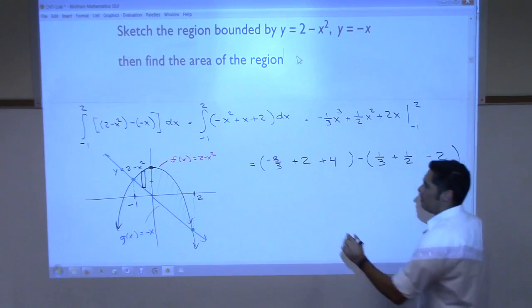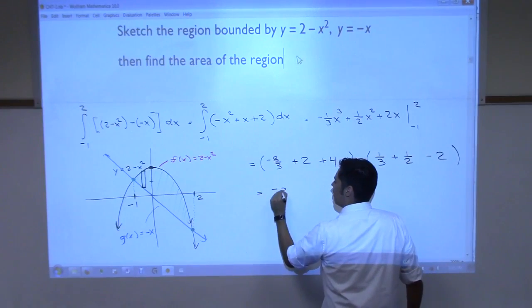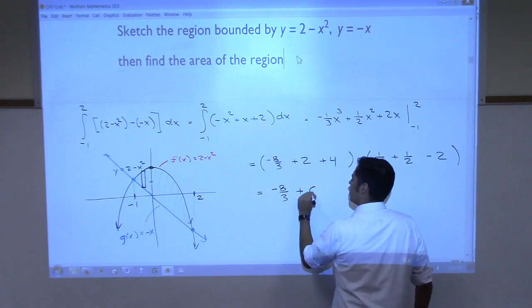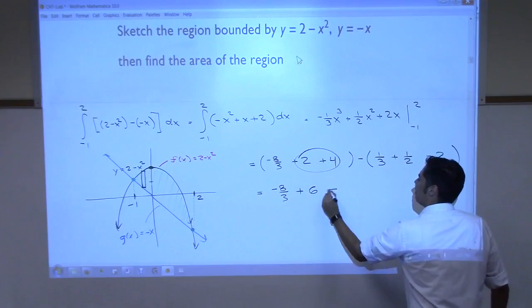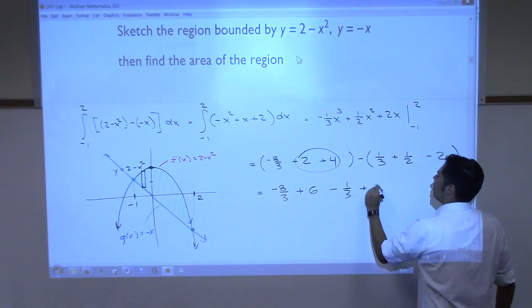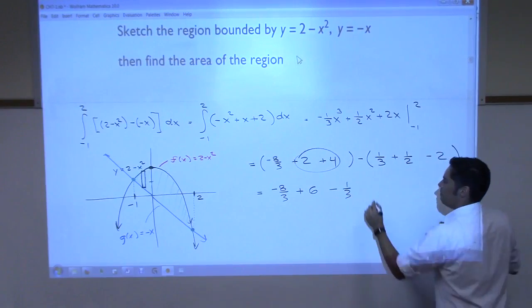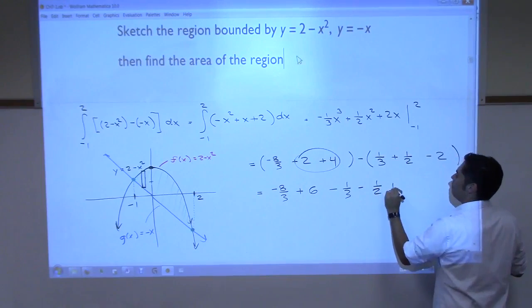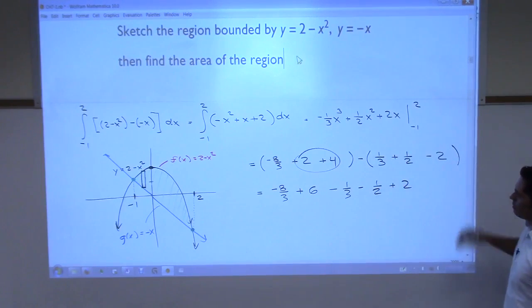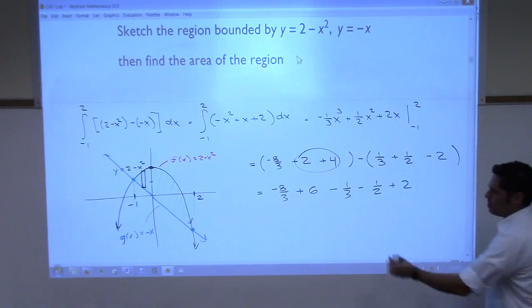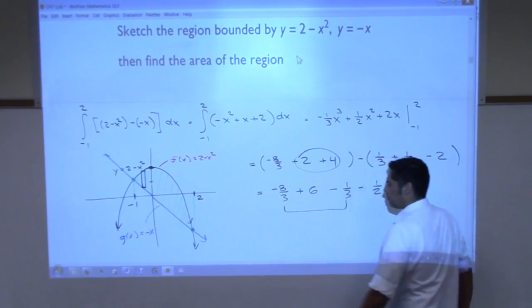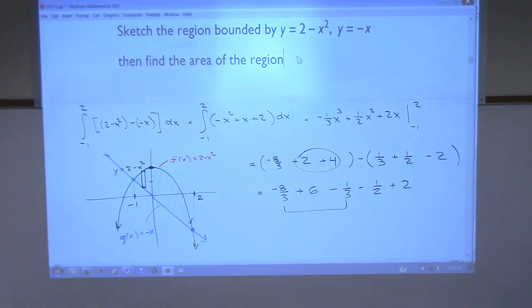Let me try and drop all my parentheses here. -8/3 plus 6, I went ahead and put those together. -1/3 plus, no, not plus, I almost messed up. -1/2 plus 2. So distribute your negative through. And do y'all see these two go together? What's -8/3 minus 1/3? -9/3, but -9/3 is -3.